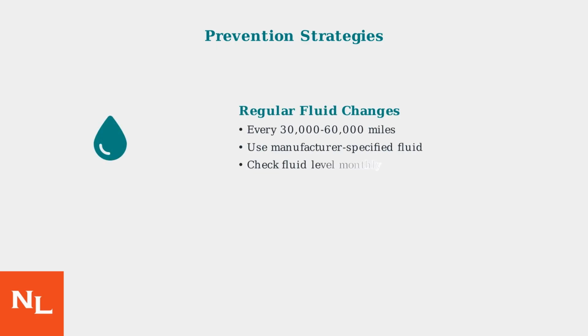Prevention is always better than repair. Here are key strategies to prevent transmission warning lights from appearing in the first place. Regular fluid changes are crucial. Change transmission fluid every 30,000 to 60,000 miles, depending on your vehicle and driving conditions. This single maintenance step prevents most transmission problems.